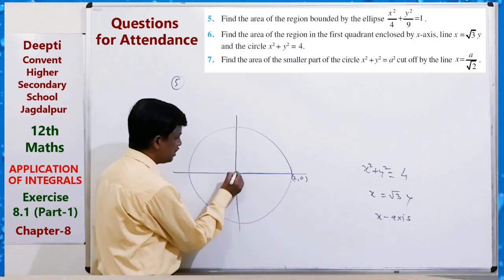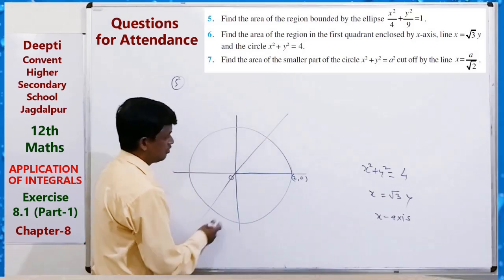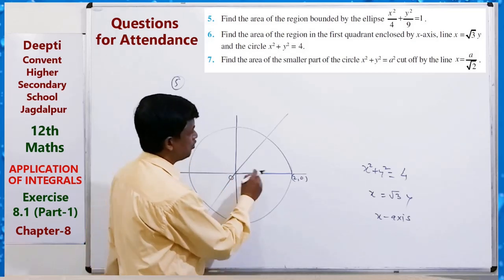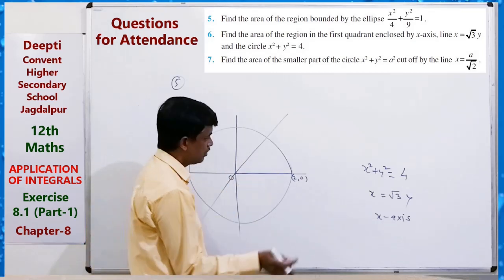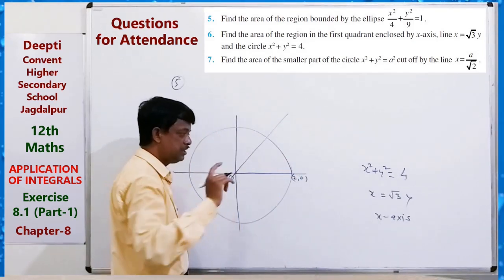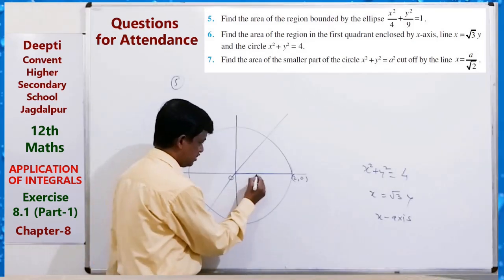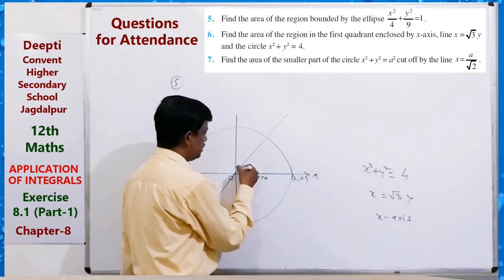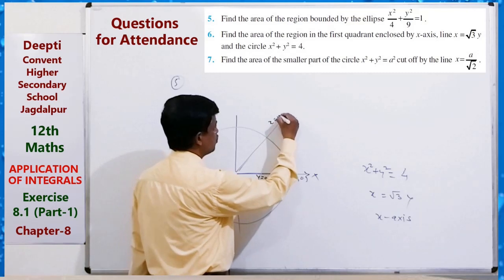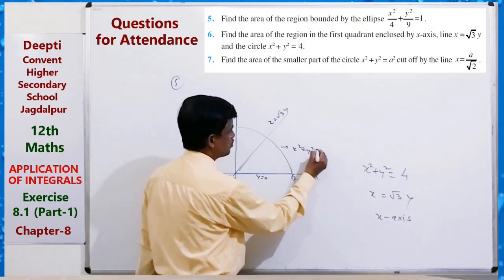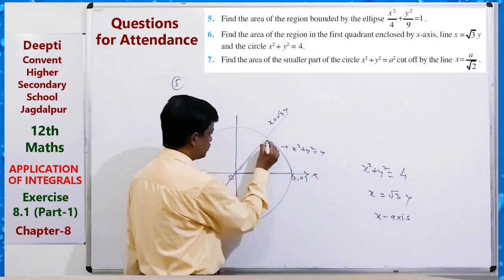So the line will be here like this. Okay, not y equals x. X equals root 3 y, this part, in the first quadrant, and here also the x-axis. This is the x-axis, y equals 0. This is the x-axis, and this is the line x equals root 3 y. This is the curve x square plus y square equals 4. This curve. So this is our part.